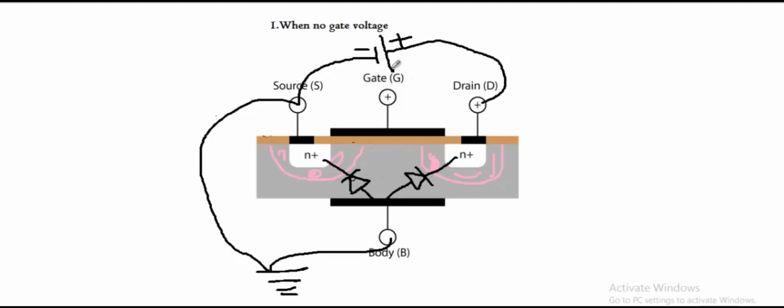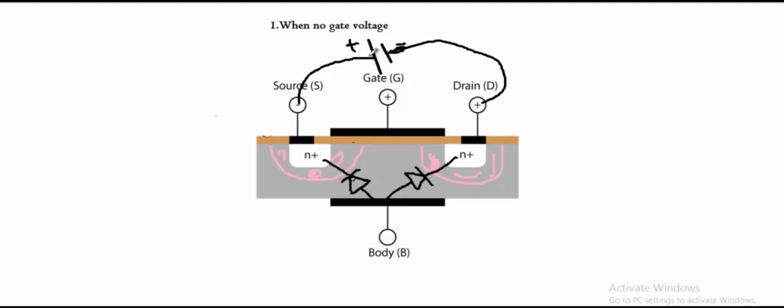What happens if you reverse this? So if you reverse this, what happens? Okay, we'll see that. So now I just reversed the voltage source. This positive terminal is connected to the source and this negative terminal is connected to the drain. Now you can see that here is a positive terminal and here it is a negative terminal. This diode is in reverse bias. So previously that diode was in reverse bias. Now this diode is in reverse bias.